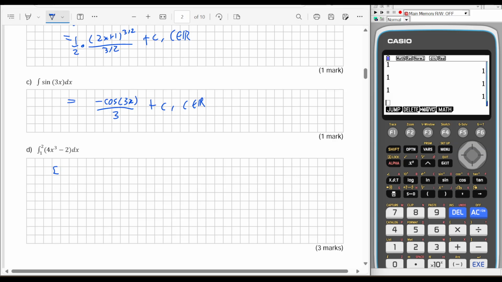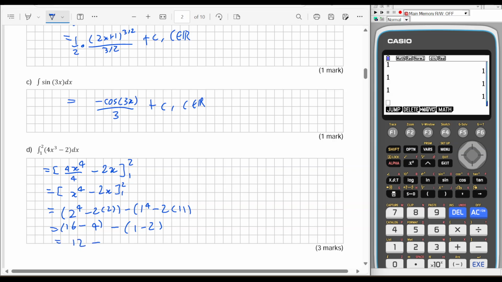All right, next we need to do this definite integral by hand. So 4x cubed goes up to x to the 4, or 4x to the 4 over 4. And then 2 goes up to 2x. And this is going to go from 1 to 2. So that first term simplifies to x to the 4. And then that's going to be 2 to the 4, take 2 times 2. So that's the first bit. And then we've got 1 to the 4, take 2 lots of 1. So that's 16, take 4, take away, and then that's 1, take 2. So that becomes 12, take minus 1. So that's 13.